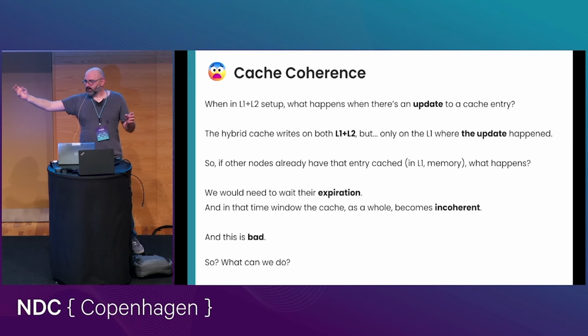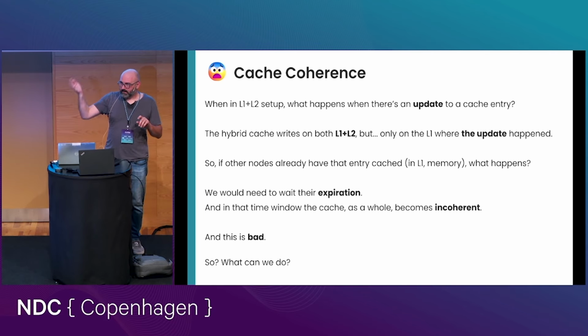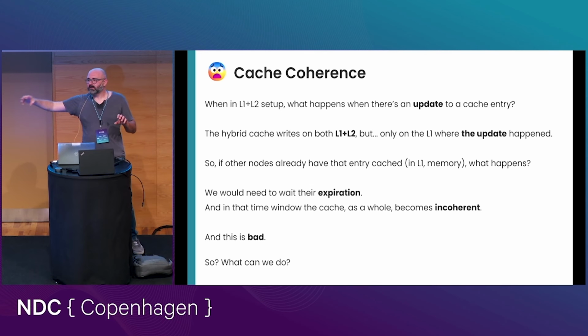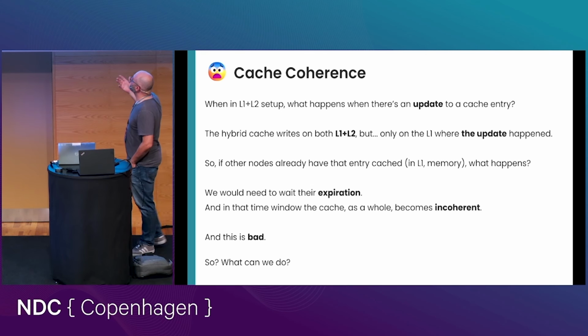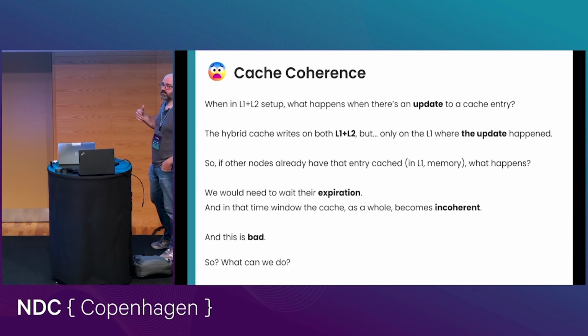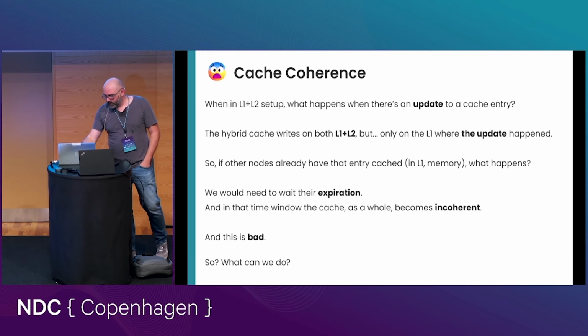We do an update on a certain node. The HybridCache will update that node that received the update command and the distributed cache. But that product 1 in the old version will still be present on all the other nodes. And this is the cache coherence problem. The cache becomes, as a whole, incoherent. And this is bad. What can we do?